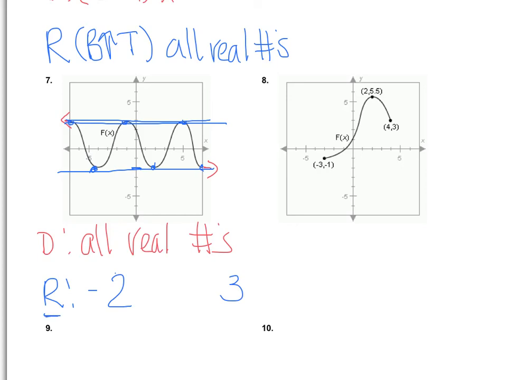Since I'm talking about my range, I'm talking about my y's. And I'm going to put less than or equal to signs in the middle. So that means that my graph, if my y's are between negative 2 and 3, or my graph is between negative 2 and 3 vertically.